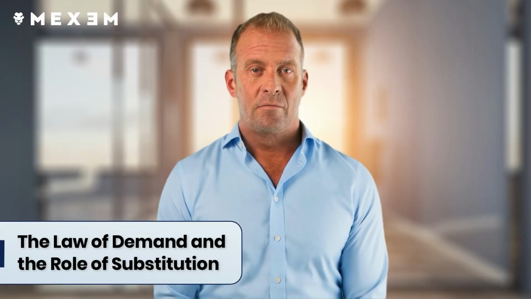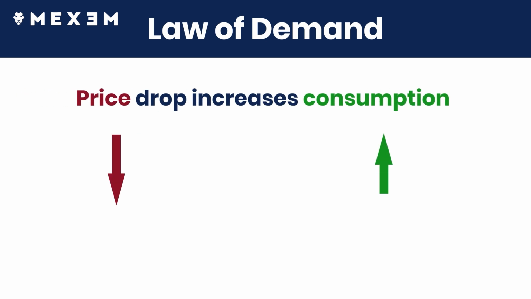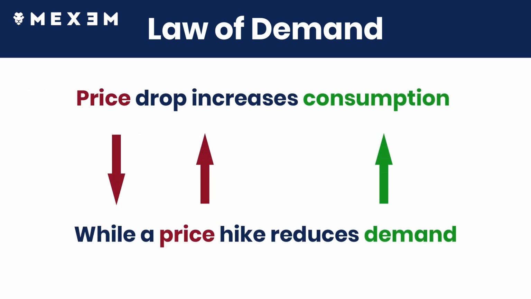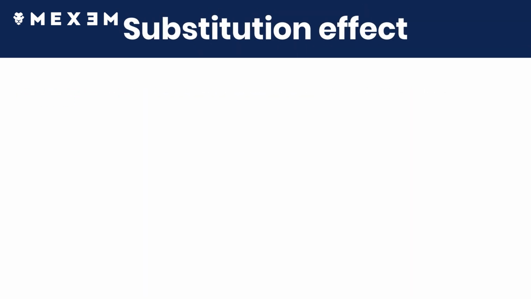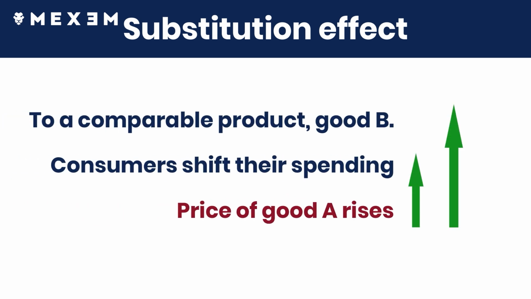The law of demand and the role of substitution. Consumer demand is influenced by changes in price, income, and the availability of alternative goods. The law of demand states that a price drop increases consumption while a price hike reduces demand. The substitution effect explains how, if the price of good A rises, consumers shift their spending to a comparable product, good B. This reflects how consumers adjust their choices to maintain the highest possible level of utility.